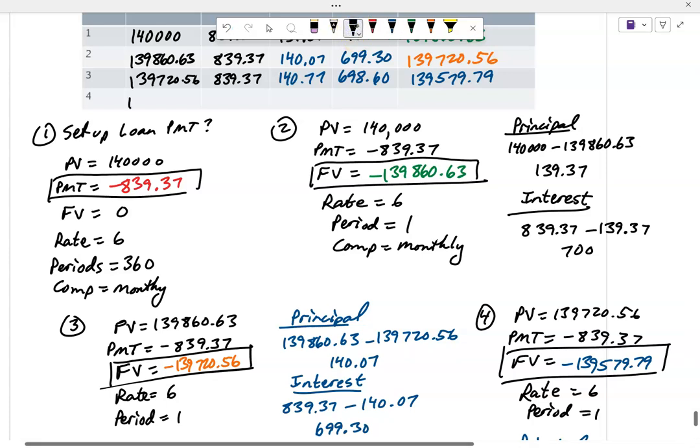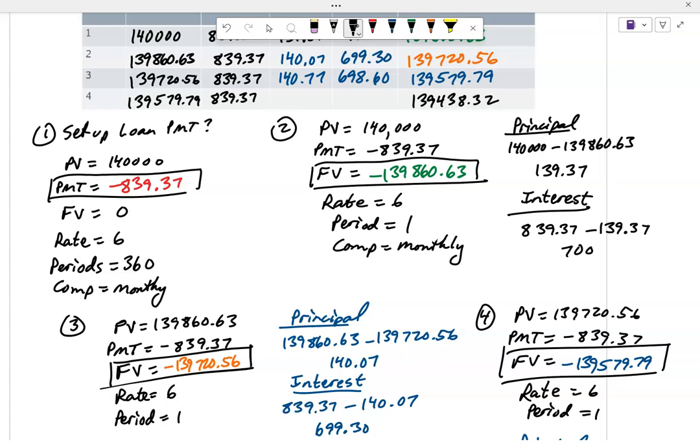Let me do that one more time. Now I owe 139,579.79. I'm making the same payment. I do that again, and I'll end up with 139,438.32. I subtract the beginning balance from the ending balance. I'll get 141.47. I take the payment minus that principal. I'll get 697.90.